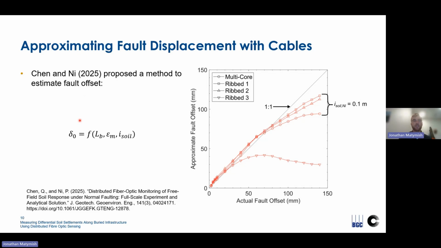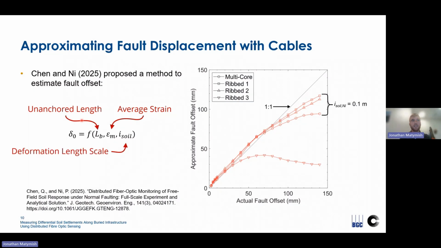And essentially, this analytical method depends on 3 parameters. The first being unanchored length of the fiber. The second is the average strain measured along the fiber. And then the third is I-soil, which is a deformation length scale parameter and essentially describes how long that deformed soil profile is. So our first 2 parameters we can measure with our fiber optic cable, and then this third parameter you need to know about your system.